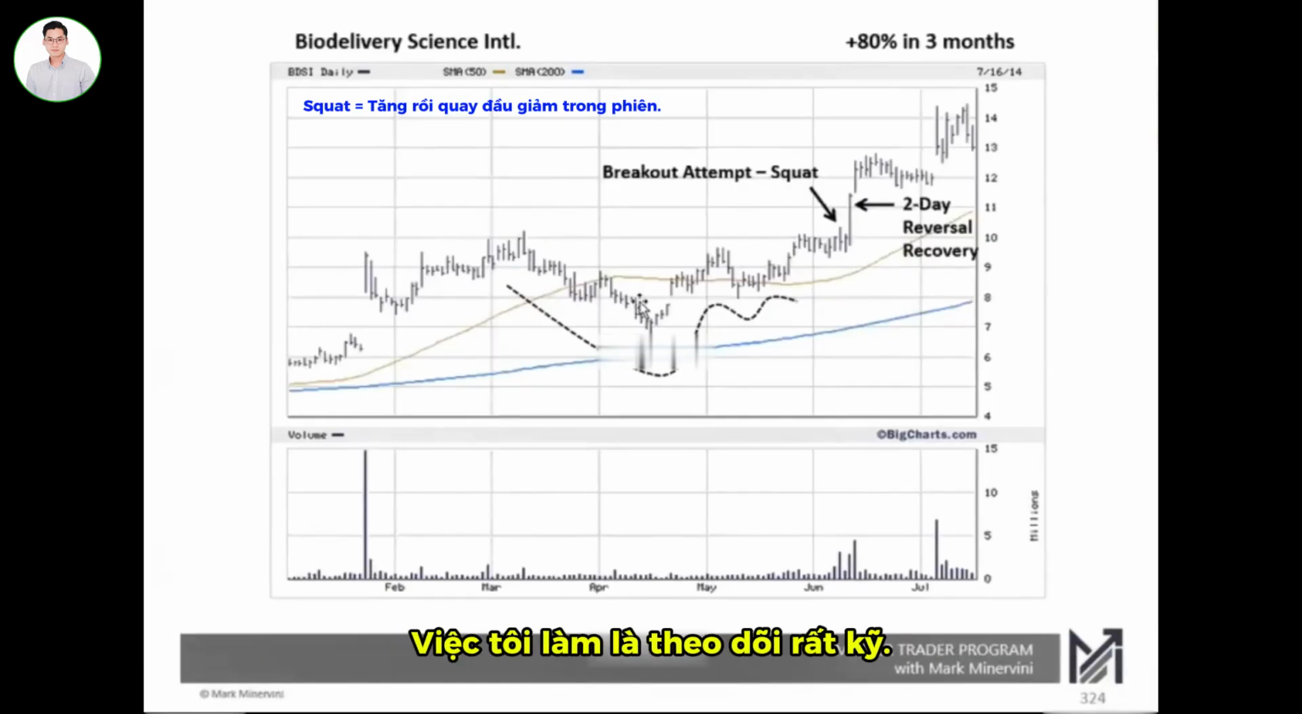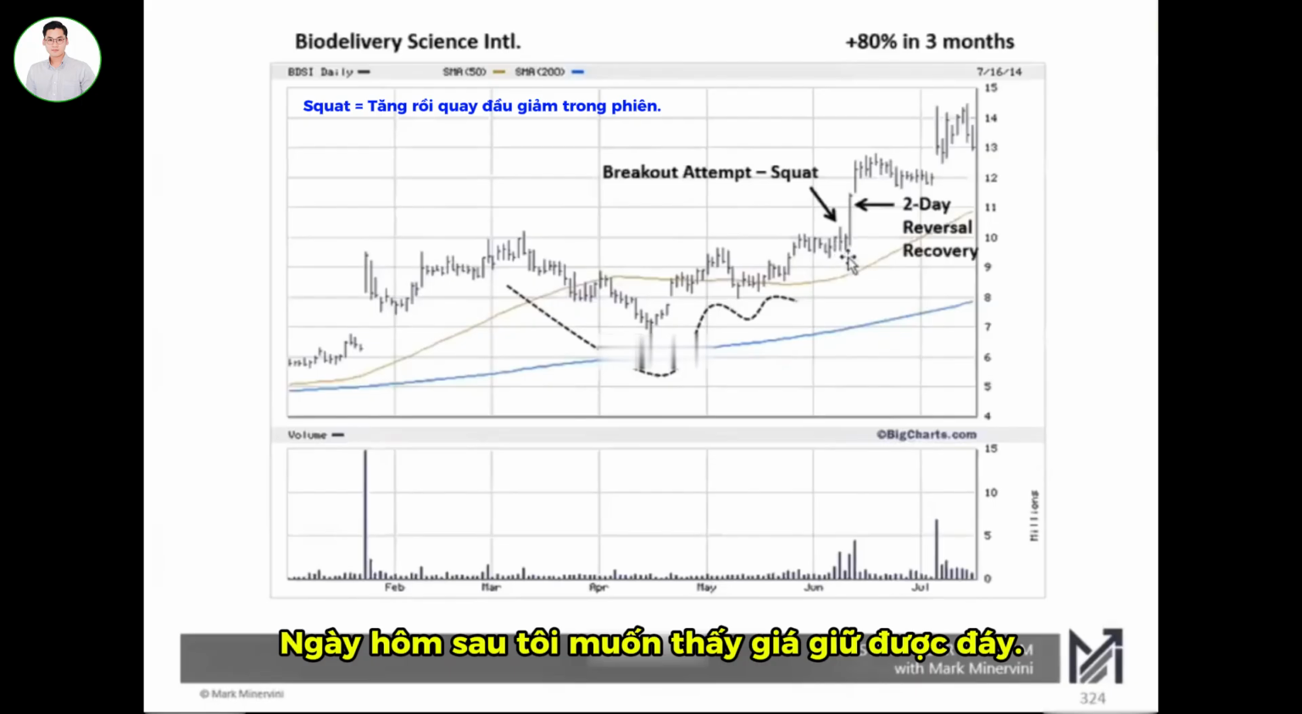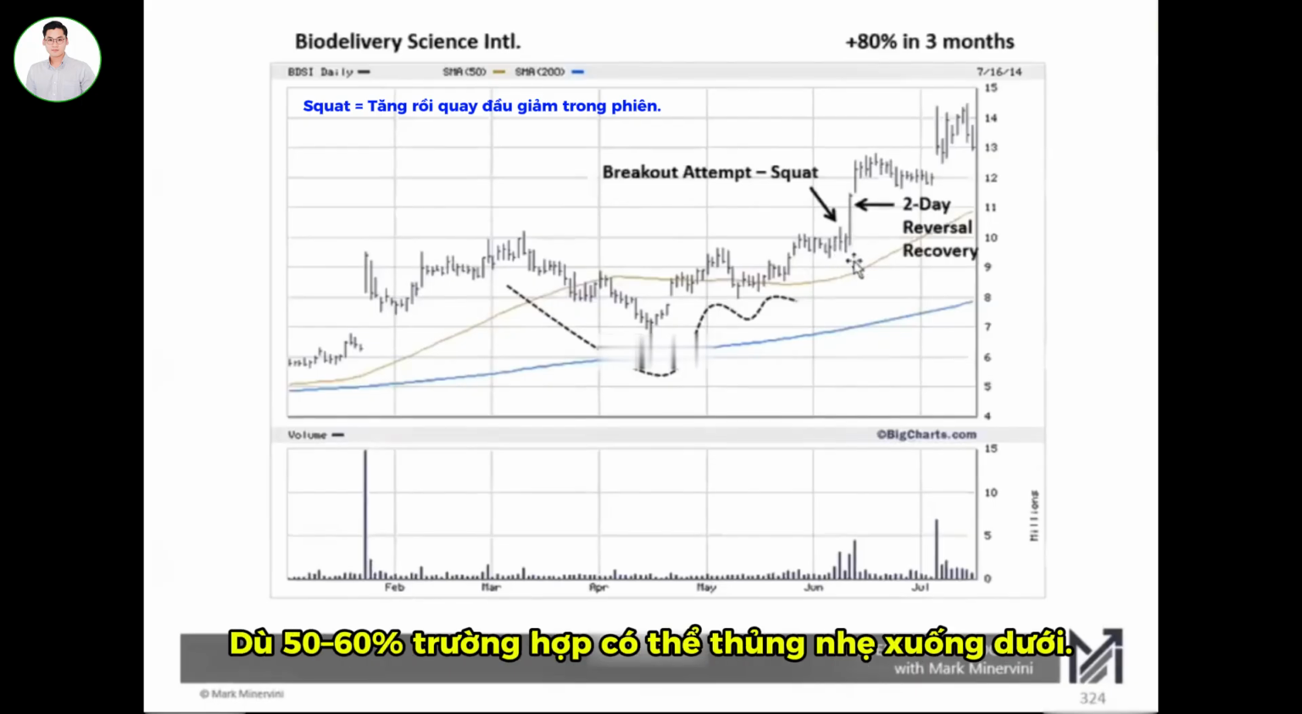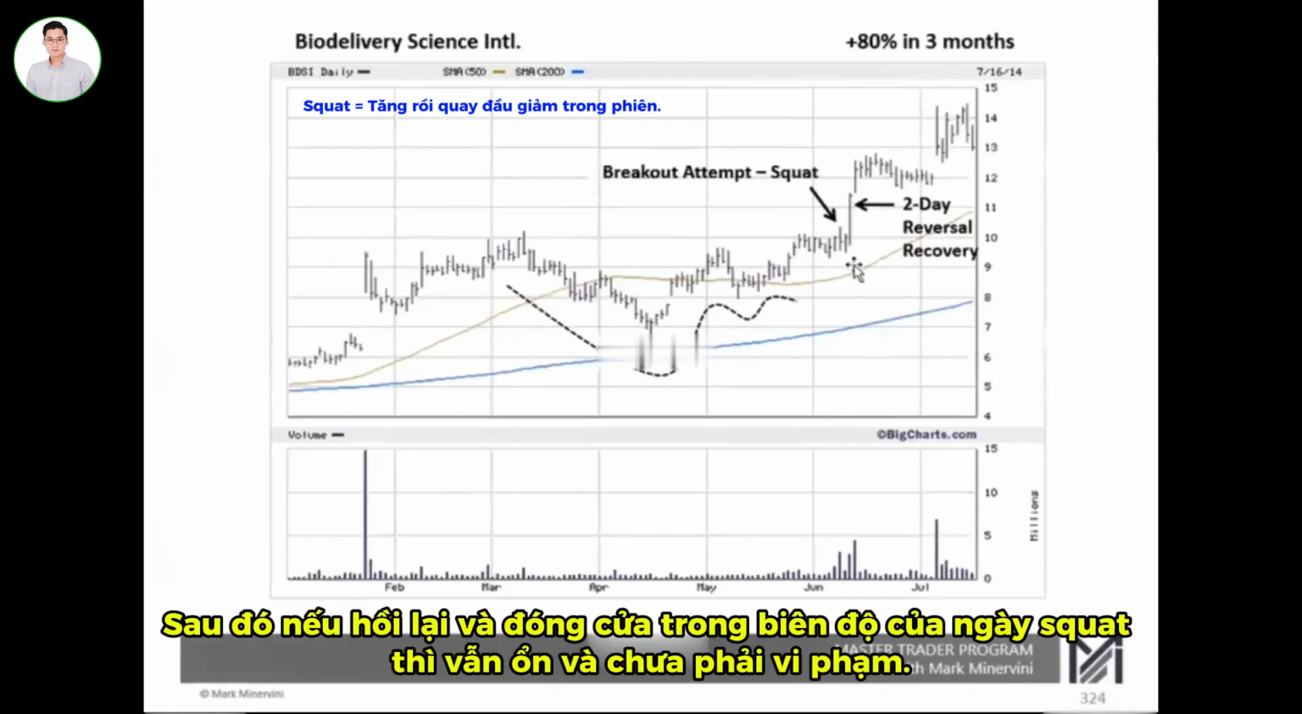So now what I do is I watch it very carefully, though. The next day, I'd like it to close, I mean, I really would like it to hold the low, but 50-60% of the time they take out the low. But if it does take out the low, if it just undercuts it slightly, and it can rally back and close within the range, inside the squat day range, then I'm still okay with it. It's not a problem. There's no violation there.